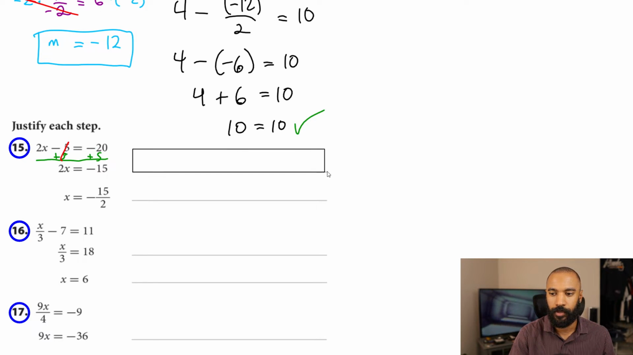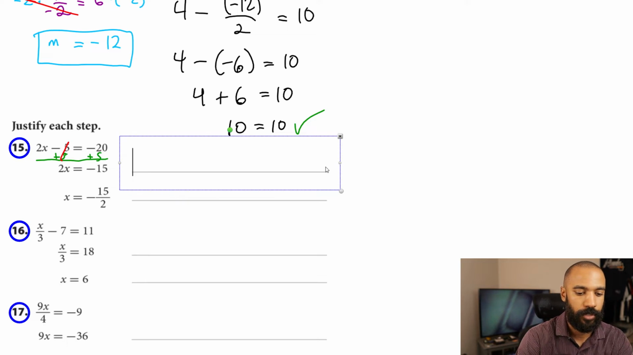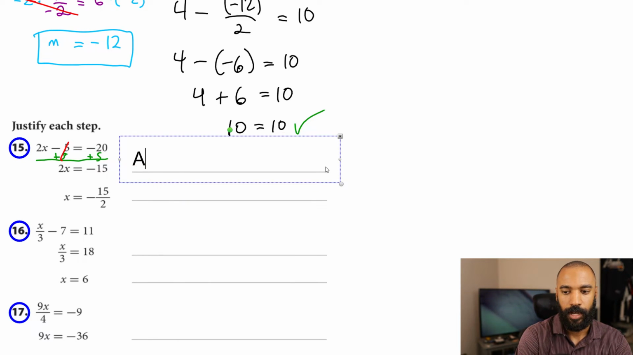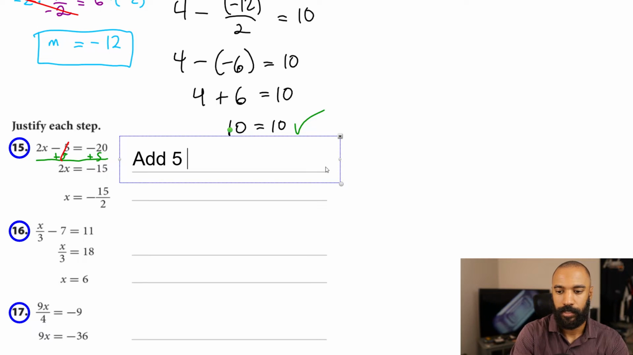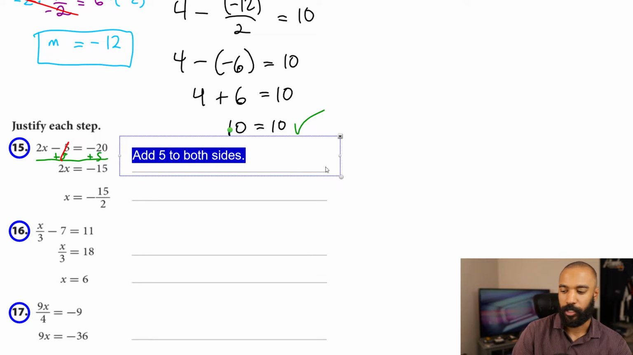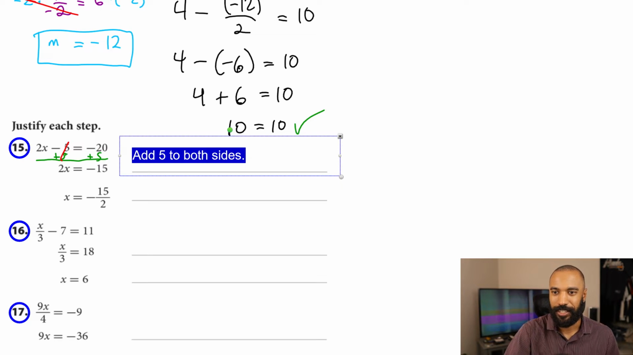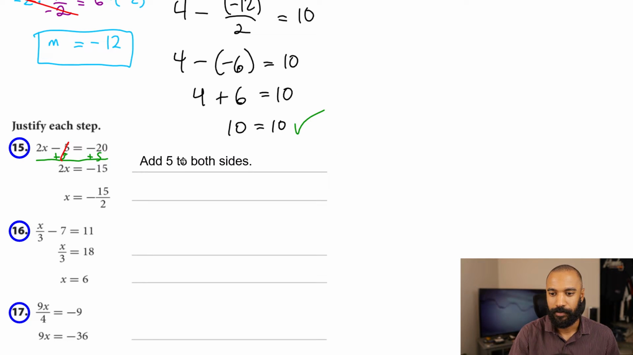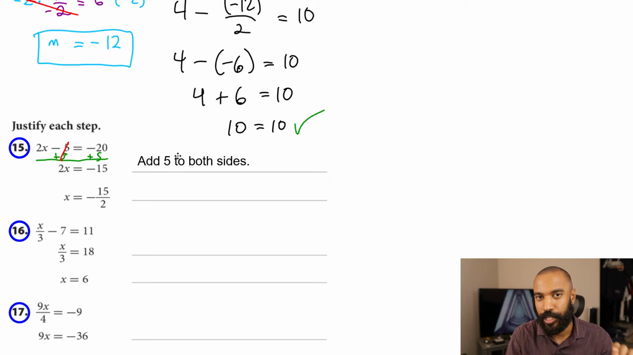What did I literally do? I'm going to type it out just because I want to. It's add 5 to both sides. That's kind of big. Maybe I'll just write it out next time. It's kind of annoying. Add 5 to both sides by using the addition property of equality.